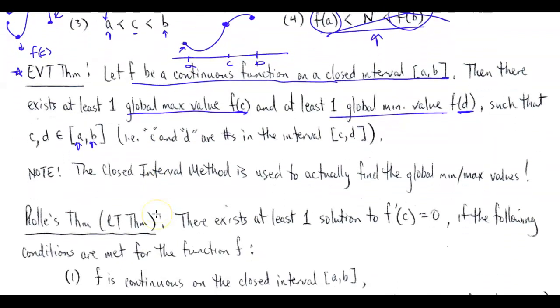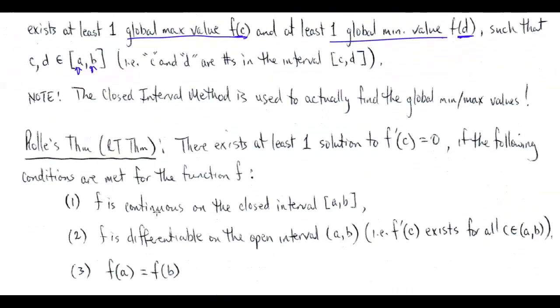All right, so what Rolle's theorem is, and I'll go ahead and show you this one, is basically says here that if we have this result of having at least one solution to this particular equation, if we know that our function f meets the following conditions.